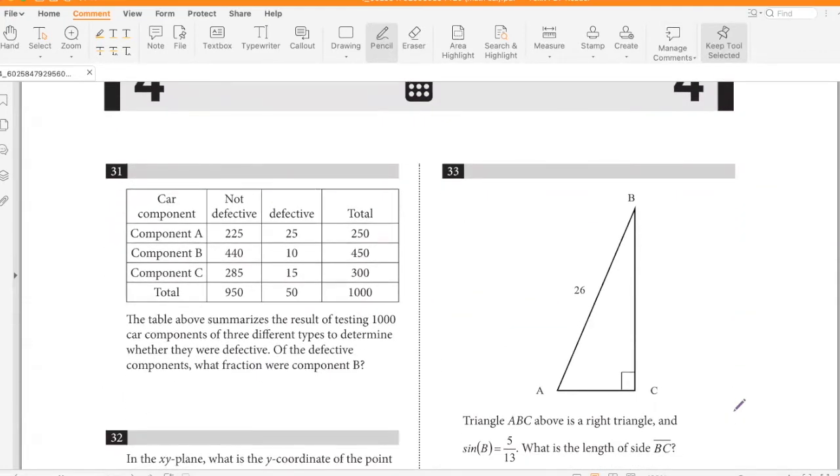The table above summarizes the result of testing 1000 car components of 3 different types to determine whether they were defective. Of the defective components, what fraction were component B? So defective is 50 and B is 10, so 1 by 5.